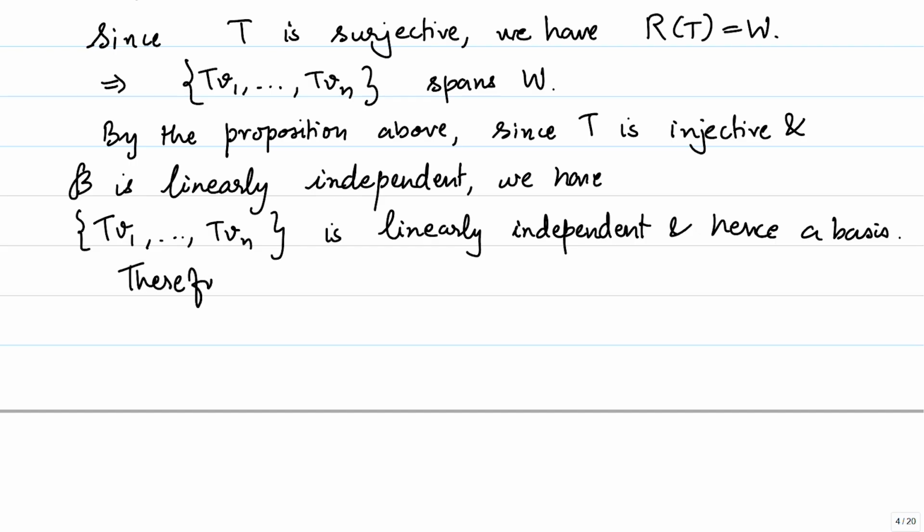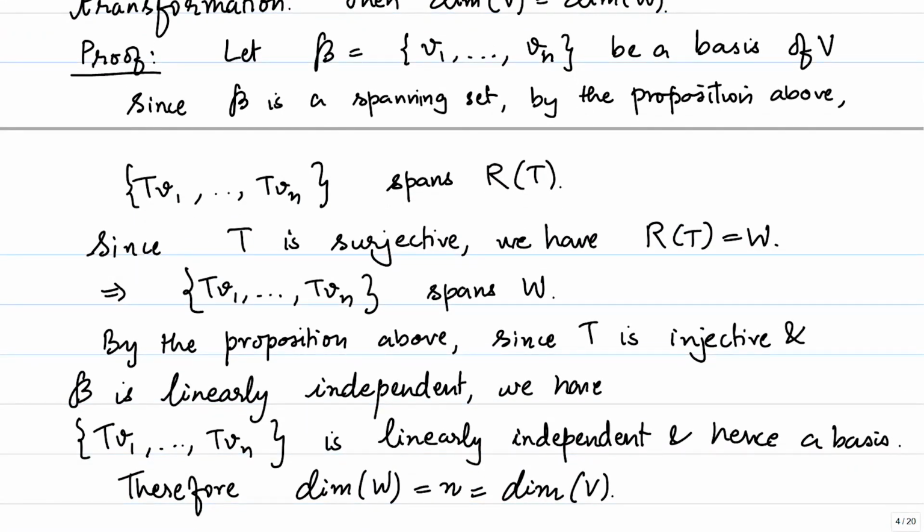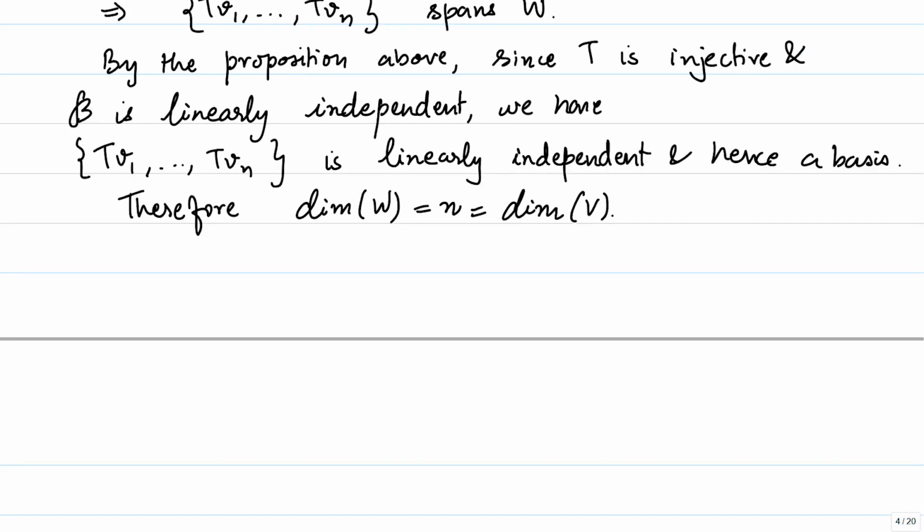Therefore, the dimension of W is equal to n, which is exactly the same as the dimension of V. I would like to bring your attention to another aspect in the proof of this statement. Not only have we established that the dimension of V is equal to the dimension of W, but we have also shown that a basis is always mapped to a basis if you have a bijective linear transformation. So, the converse of this statement is also true.